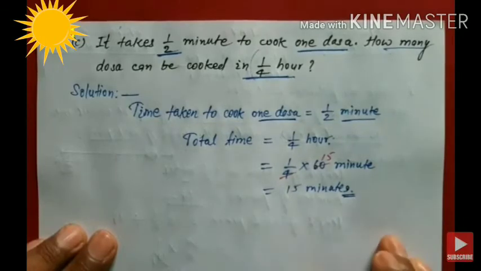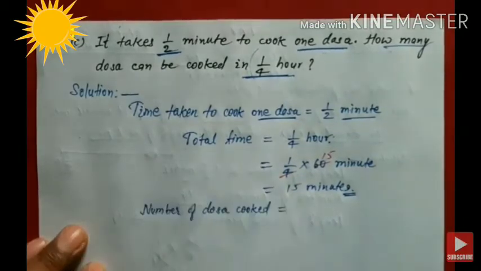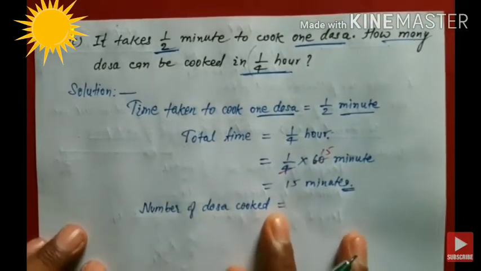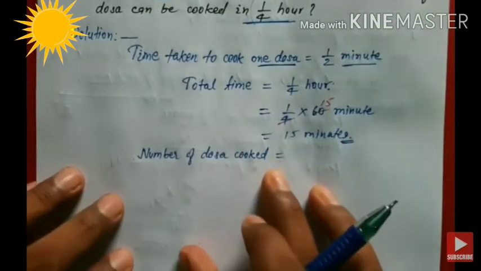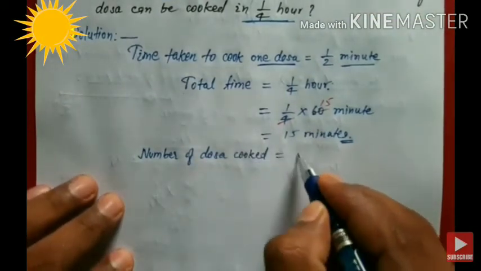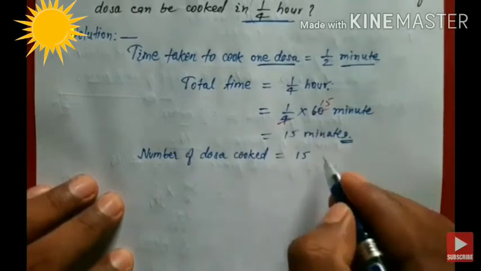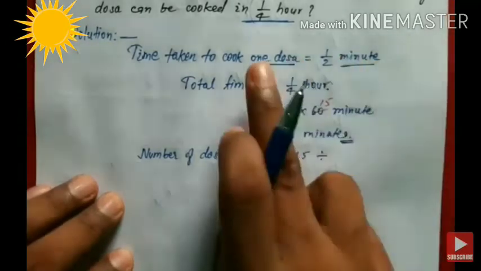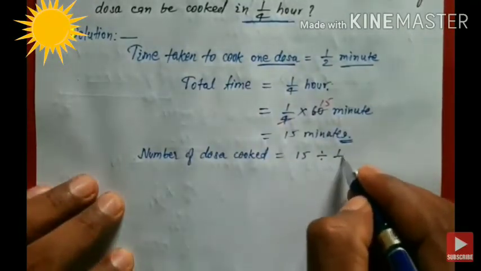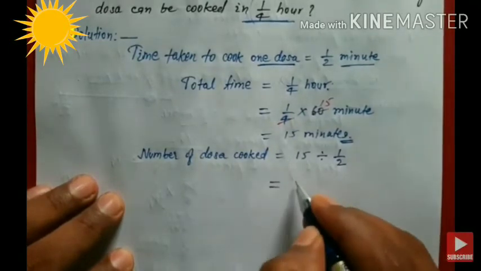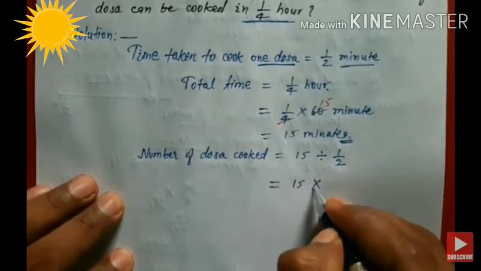Now what do we want to find? We want to find how many dosas are cooked in 1 by 4 hours. So we will write number of dosas cooked. Now we will divide the total time by the time taken for 1 dosa, and that is 1 upon 2 minute. Now we will convert this division sign into multiplication.